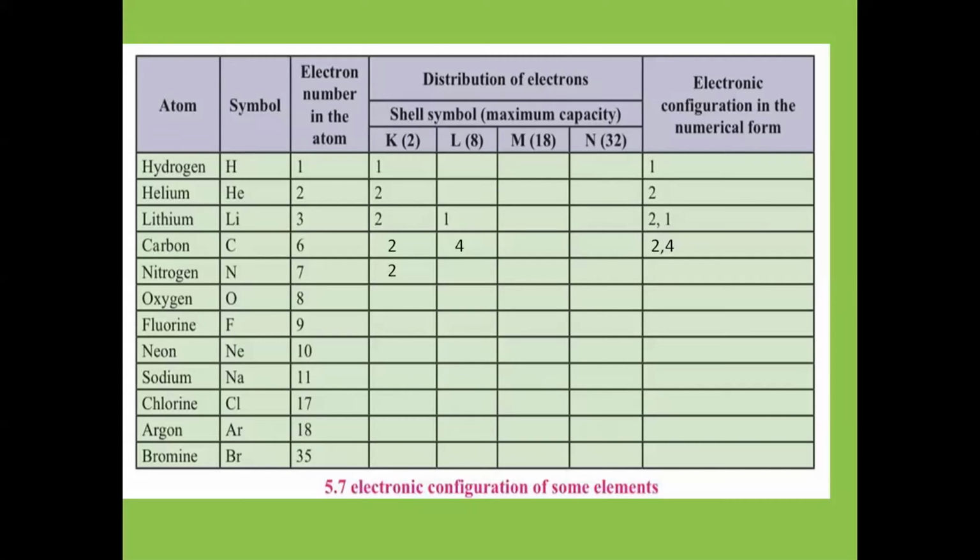Very nice. In the next shell, I'm going to put 5. So it becomes 2 comma 5 and that becomes my electronic configuration. Very nice. I think everybody has understood. So let us move ahead faster.